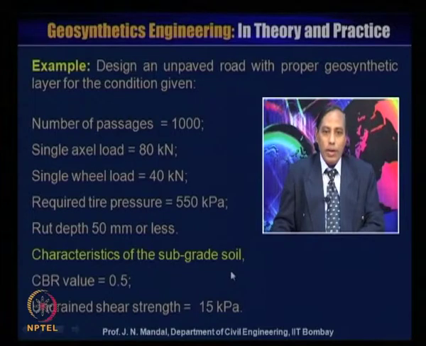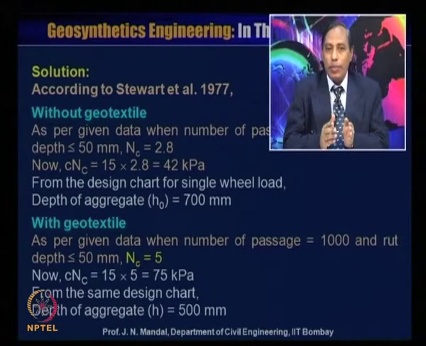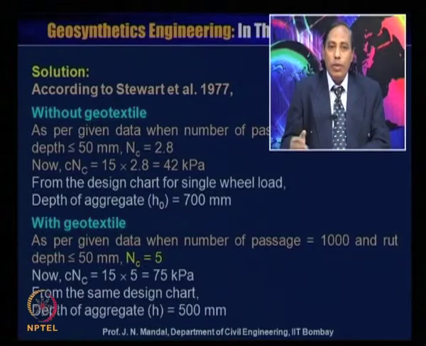Characteristics of the subgrade soil: CBR value is equal to 0.5, or undrained shear strength value is 15 kilopascal. So, solution: according to Stewart 1977, without geotextile, as per the given data, when the number of passes is 1000 and rut depth less than 50 millimeter, the Nc value will be 2.8.